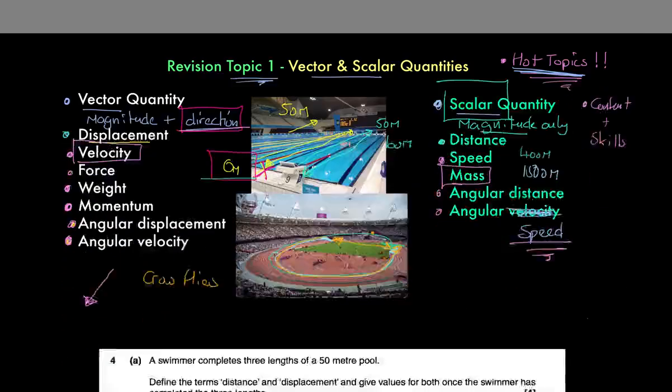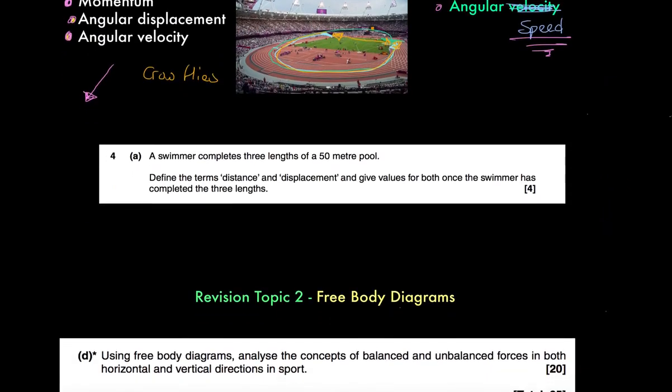So let's see what we'd get in terms of a question here. The question asks us this. A swimmer completes 3 lengths of a 50-meter pool. Now, I hope you can already realise that what we have just covered is touching on this concept already, before we even look at the answer itself. So it's saying here, define the terms distance and displacement. So we simply need to give a definition and give values for both once the swimmer has completed the 3 lengths.